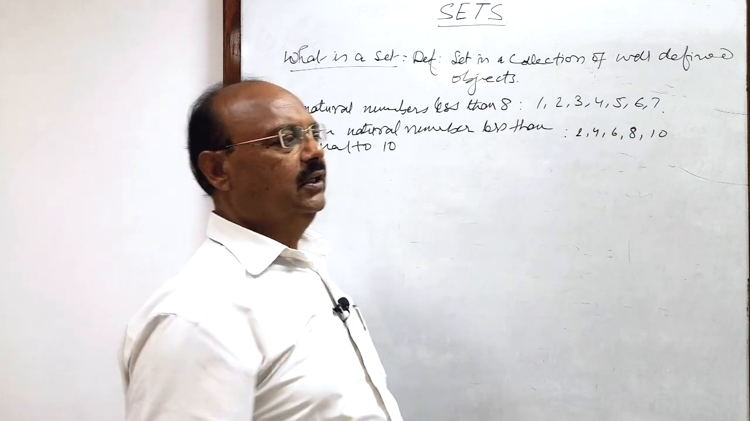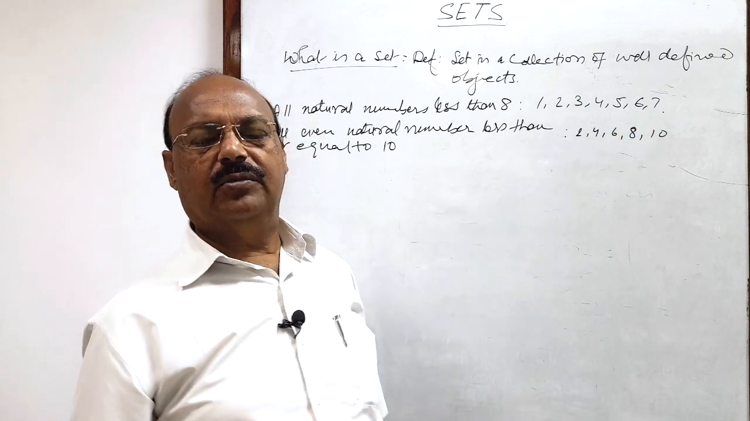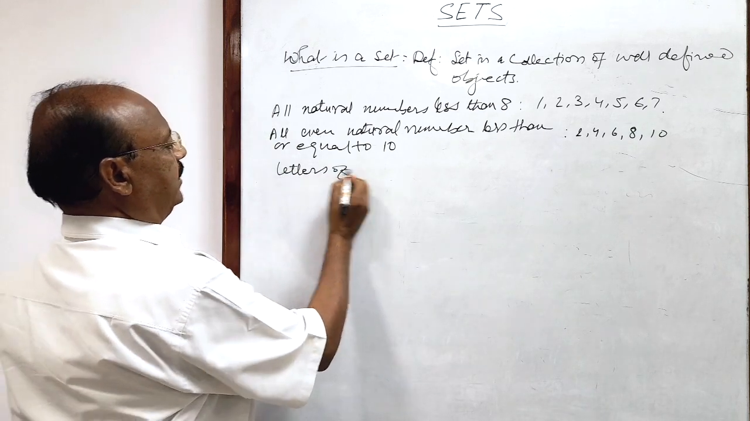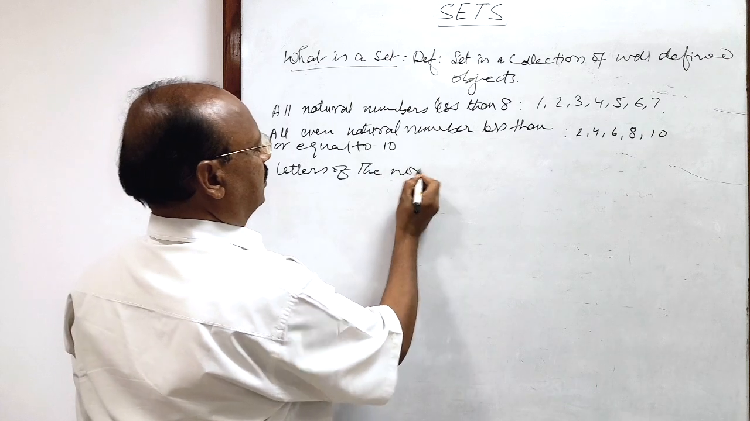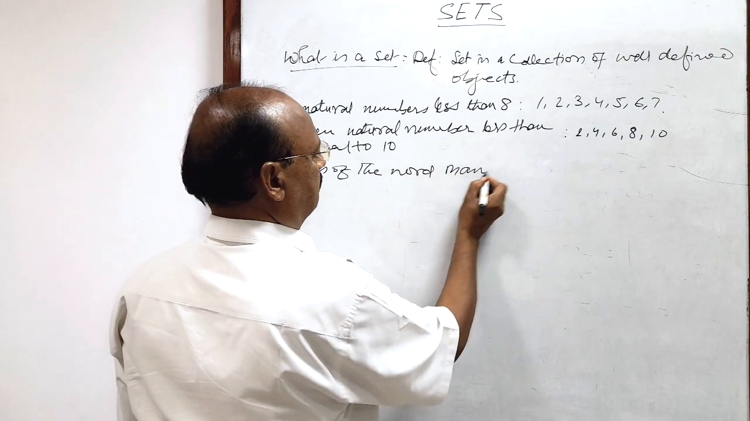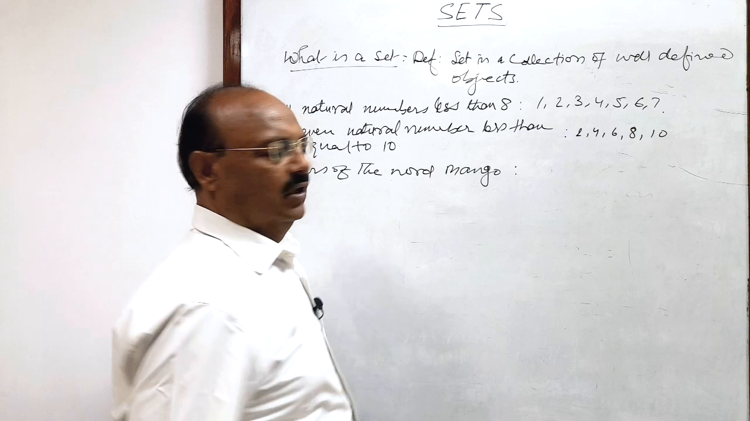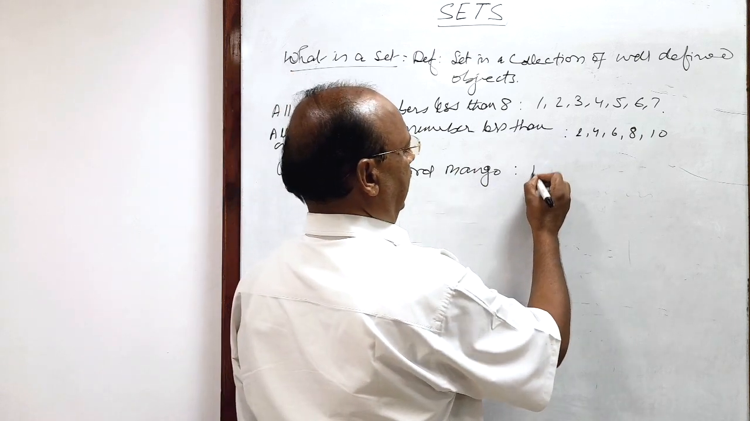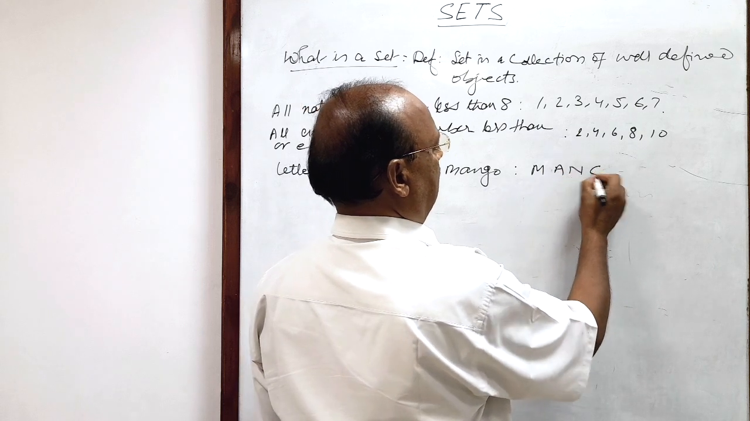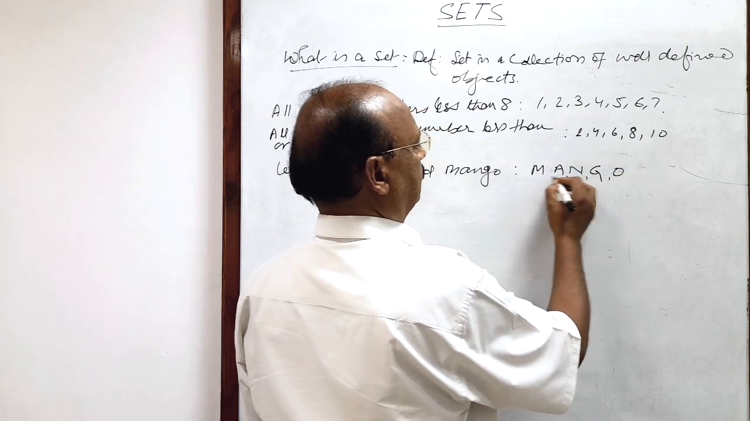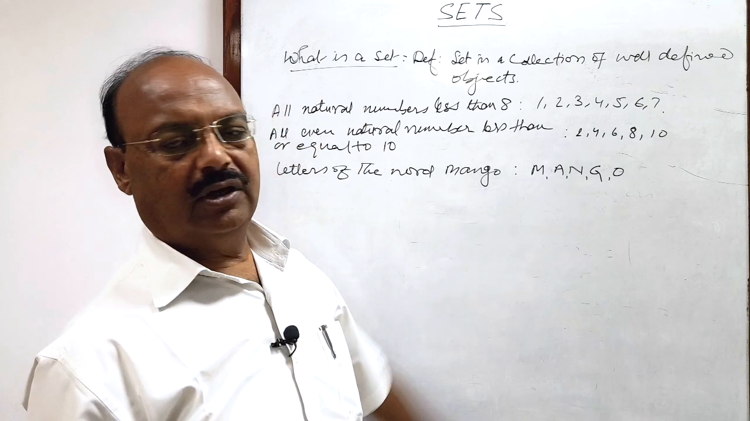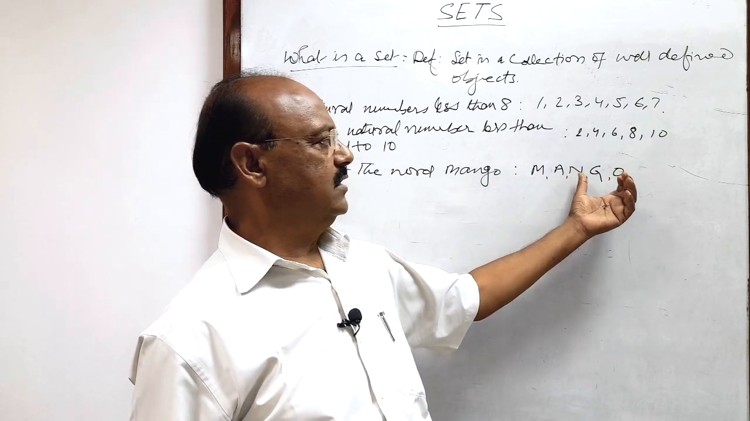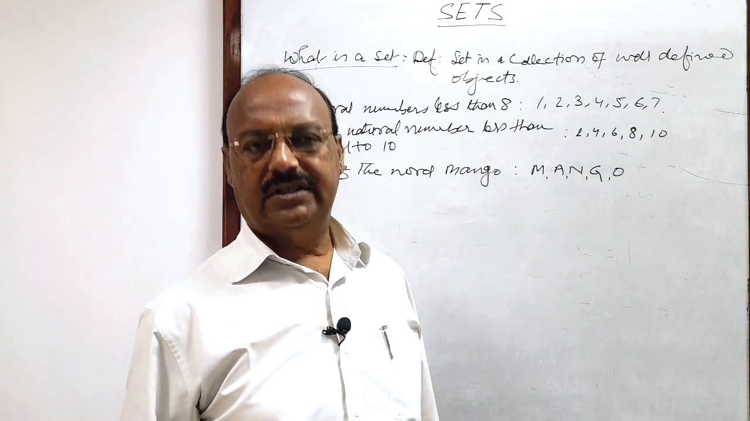Another example, suppose you write the letters of the word mango. So here the letters are M, A, N, G, O. This is also a collection of well-defined objects. So these 5 letters of the alphabet form a set.